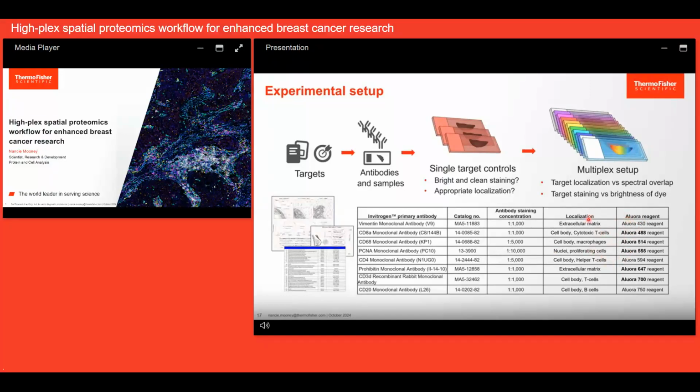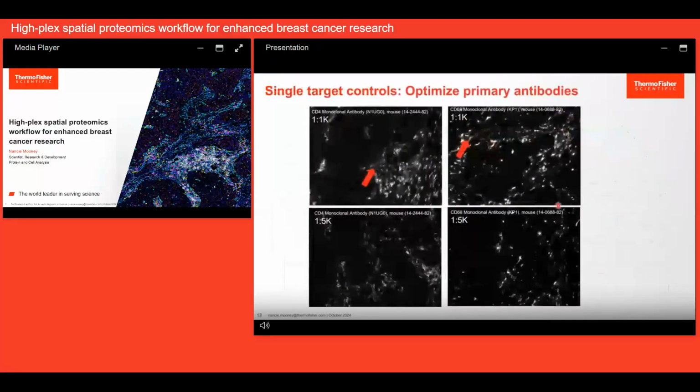Again, accounting for localization and the brightness versus which Alora channel I wanted to put each of my targets in. So in terms of my single target controls, of course, I optimized my primary antibody because this is a key step. So in this case, I'm showing CD4 and CD68 at my initial concentration, 1 to 1,000.